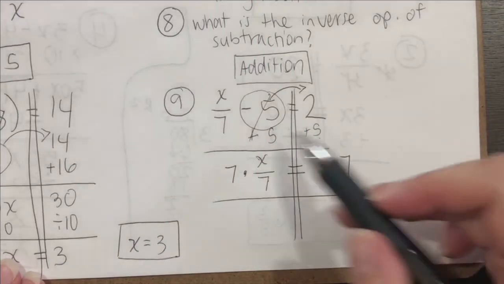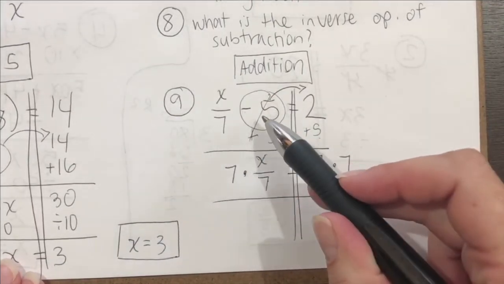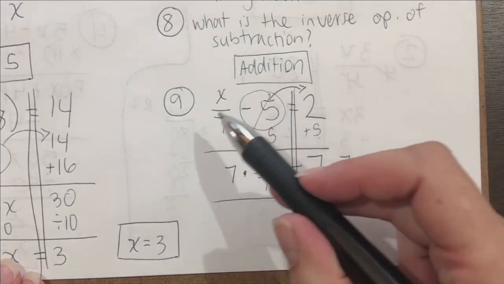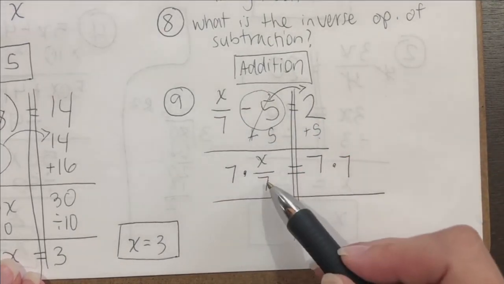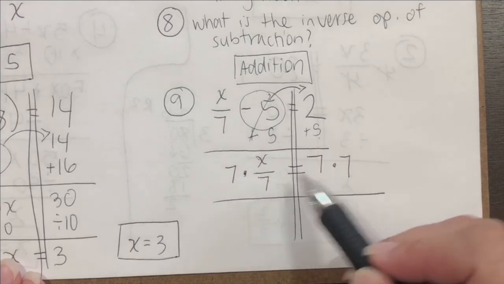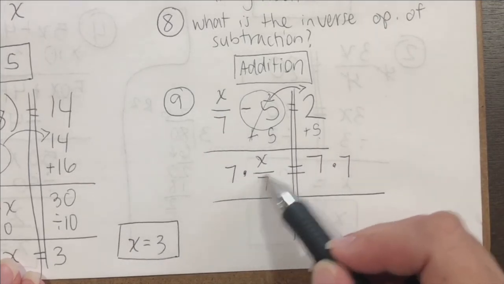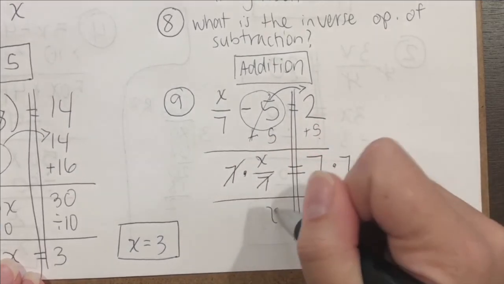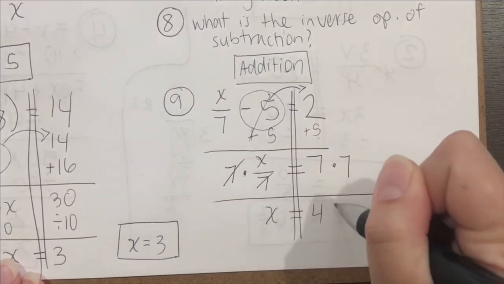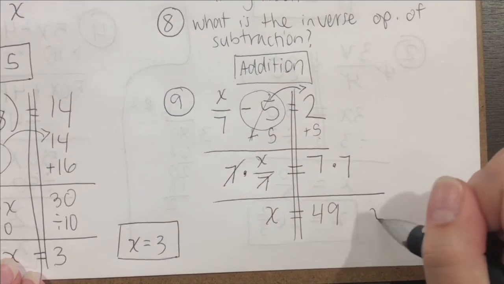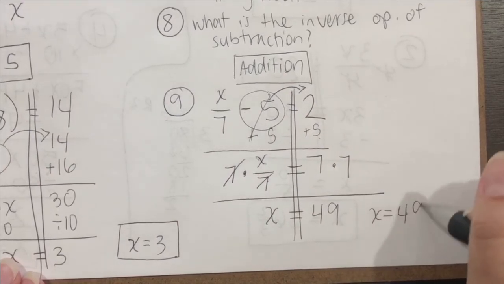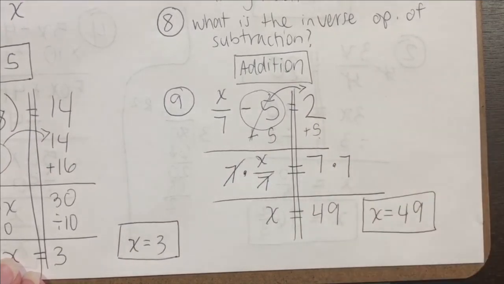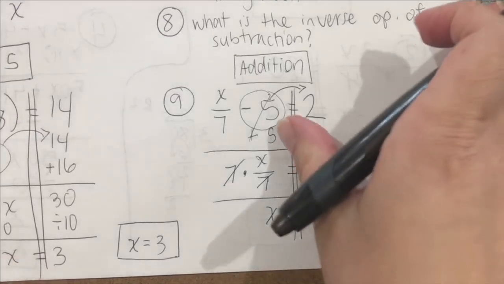Or, if we had done it up here, we would multiply by 7 to everything. Every term would get it. Here, we've only got 2 terms, one on each side. So we're just going to multiply it by this and by that. So this cancels out, and we have x equals 49. We've got one more. Let's do number 10.